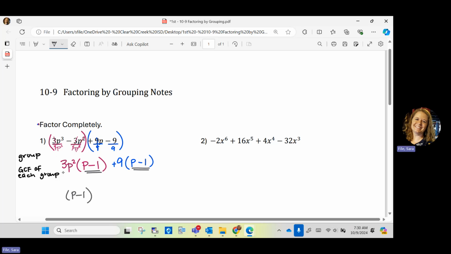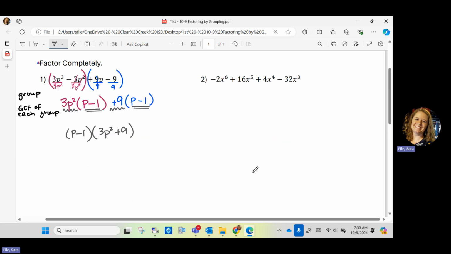And then the GCFs that you pulled out come together as the other factor. So 3p squared plus 9. Now, I'm going to look at this and see, can I factor either of these any further? So p minus 1, that's done. I can't factor that any further. But what about this factor? Is there still a GCF in here that can come out?